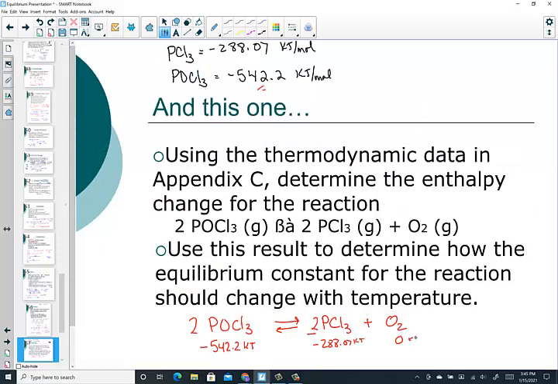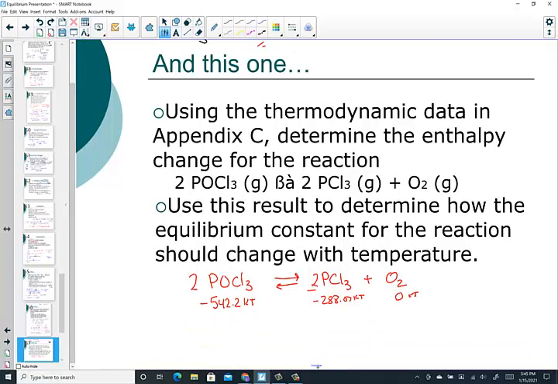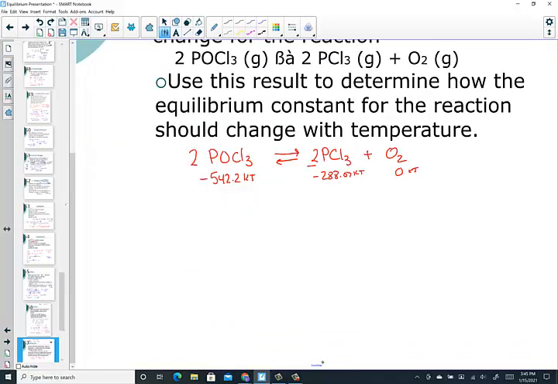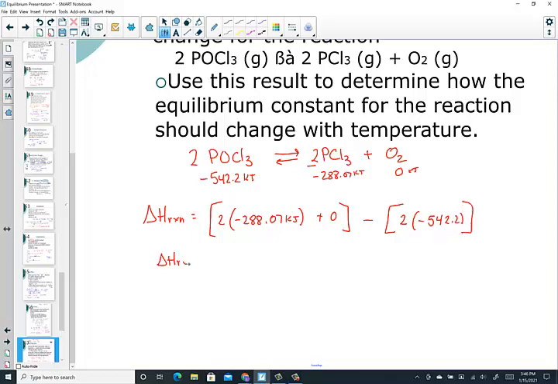We want to know overall, is this reaction going to be endothermic or exothermic, to make predictions on the equilibrium constant. And just as a reminder to integrate our last couple thermodynamic lessons, heat of reaction is going to be equal to the sum of the products minus reactants. I have 2 moles of PCl3, each at a value of negative 288.07 kilojoules. Plus 0, obviously, for the oxygen because it's in its elemental form. And I have 2 gaseous moles of POCl3 on the reactant side, each at a value of negative 542.2. So the enthalpy of this reaction is found by taking the sum of the products minus reactants.